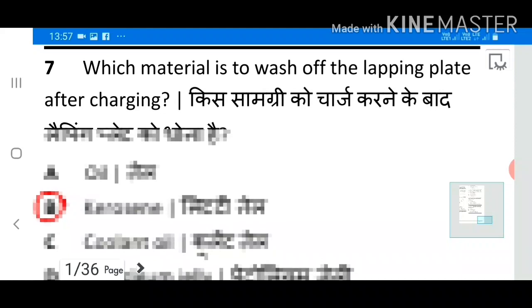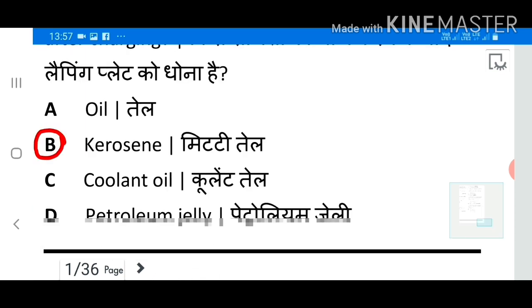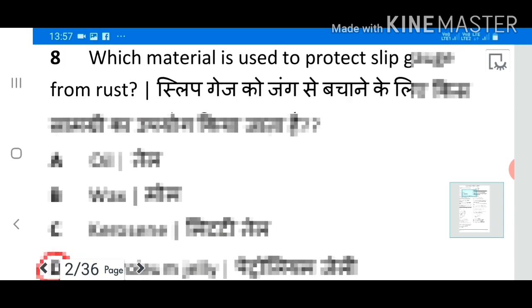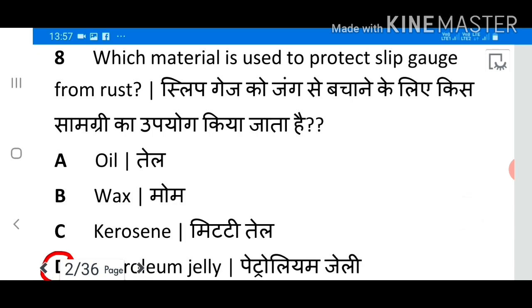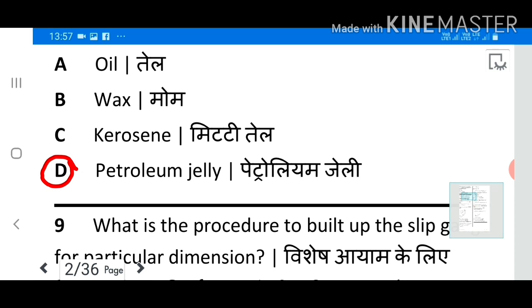7. Which material is used to wash off the lapping plate after charging? Answer B. Kerosene. 8. Which material is used to protect slip gauge from rust? Answer D. Petroleum jelly.